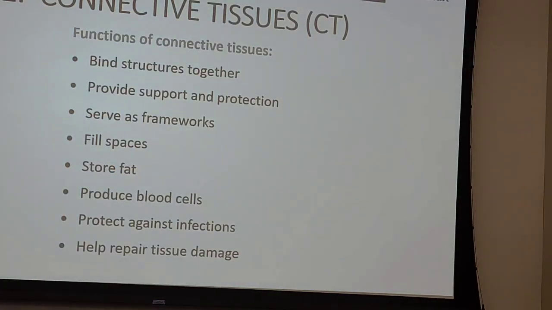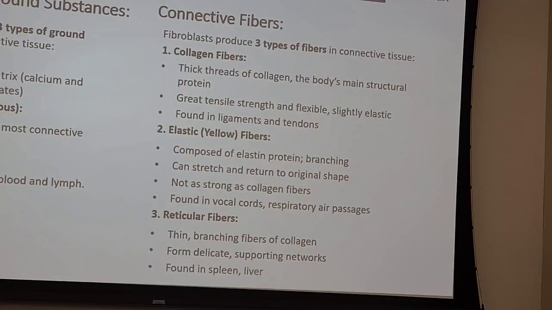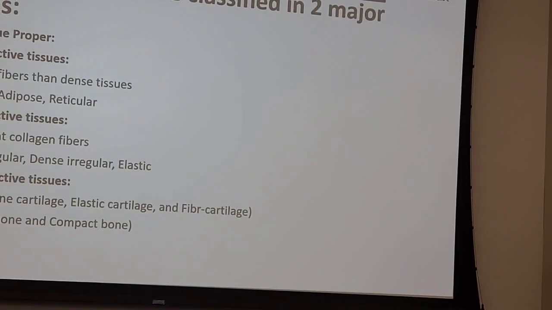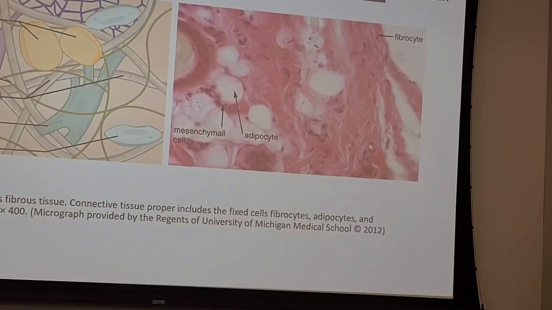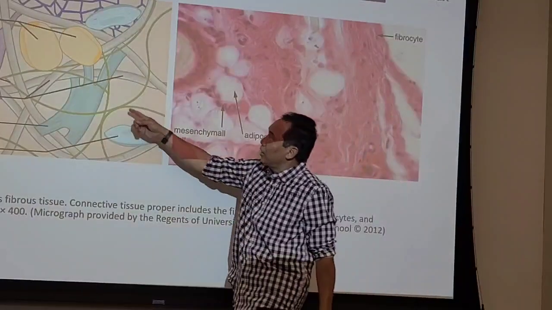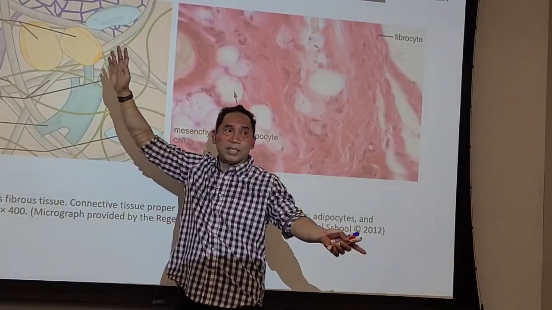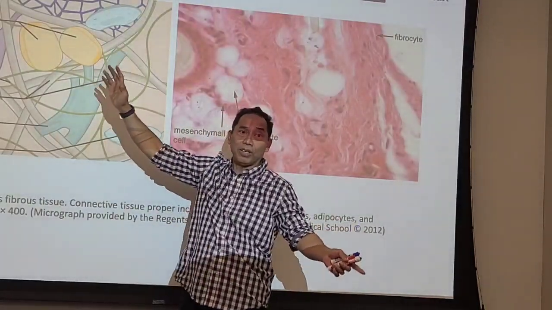Now connective tissue has many functions, some of them here, and different types based on the ground substances, the matrix, or fiber. This is the type of connective tissue based on that matrix: loose, dense, cartilage, bone, or blood. This is how it looks. So you see the cells, they are separated. That's a characteristic of connective tissue.